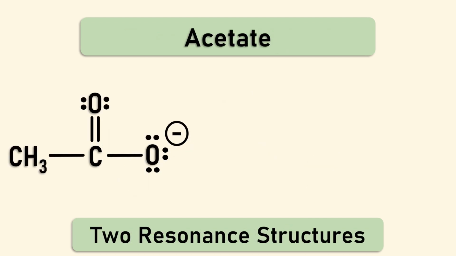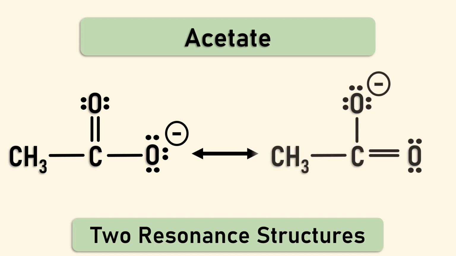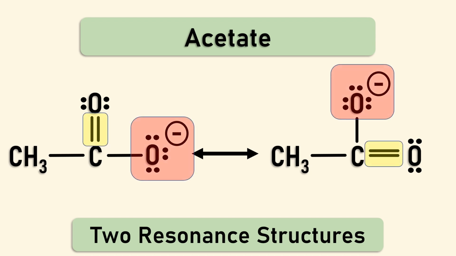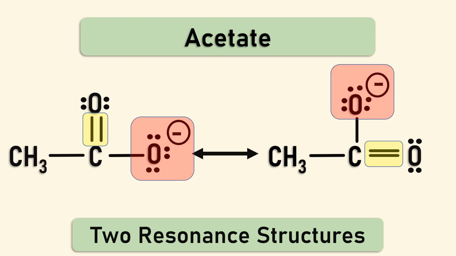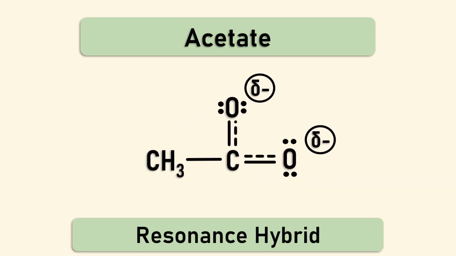Acetate is a classic example where two resonance structures can be drawn. Here's the second. Notice, each structure shows the octet rule satisfied for all carbons and oxygens, but you can see from the locations of the double bond, lone pairs, and formal charges, the electrons are in different positions. And the resonance hybrid looks like this.